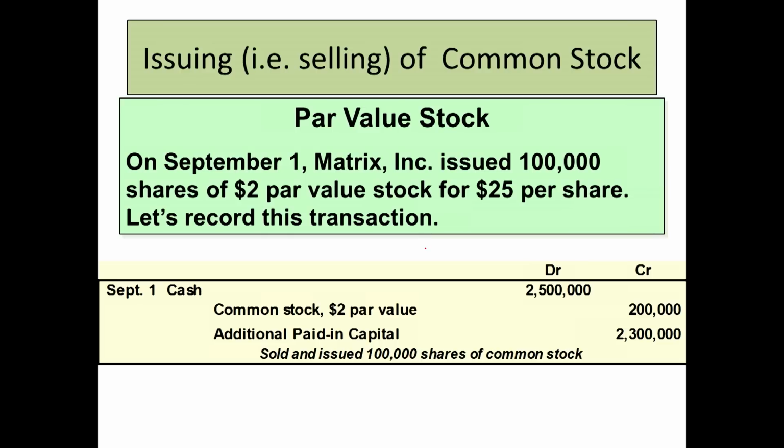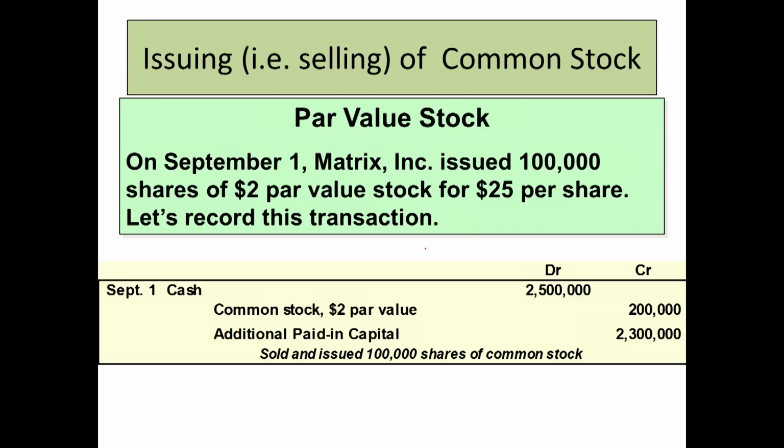We credit common stock. This is an equity account with a credit balance. We credit common stock for $200,000, which is 100,000 shares times the par value. You with me? The remainder goes to this account called additional paid in capital. Now, additional paid in capital, just like common stock, is also an equity account. It also has a credit balance. It also goes on the balance sheet.